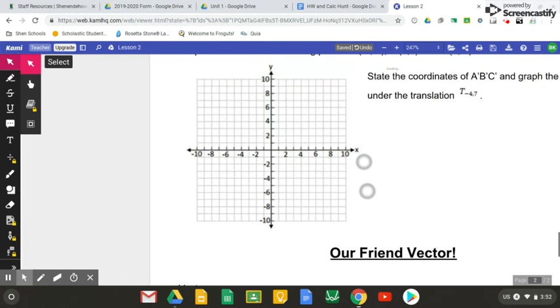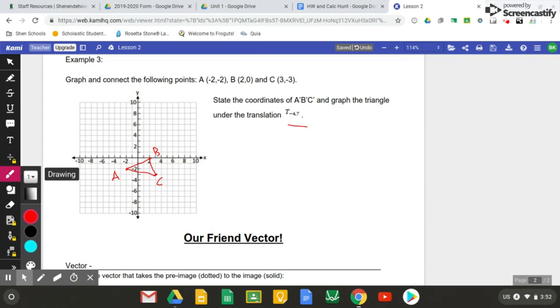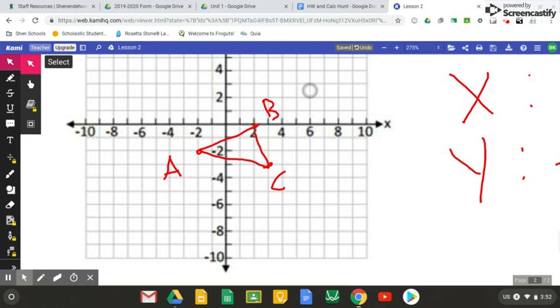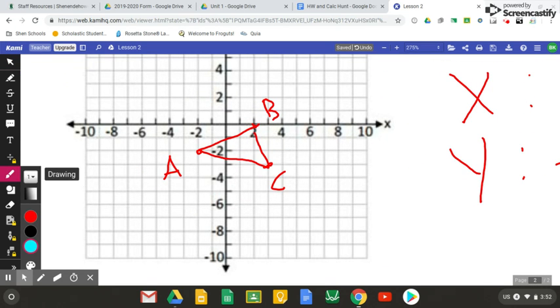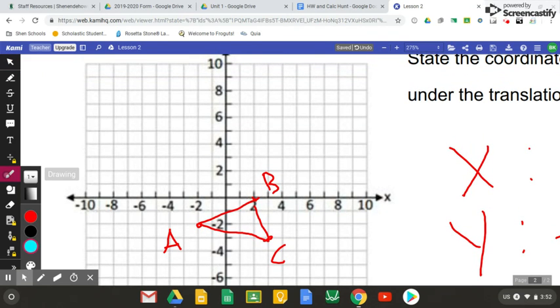All right, so now this time the translation is written a bit differently. It's written like that, -4, 7. So what does this mean? It means in my X direction, I'm going -4. In my Y's, I'm going +7. So if I go to point A, I'm going to go left 4. 1, 2, 3, 4. Oh gosh, I'm not going to have enough space. Left 4. 1, 2, 3, 4. And up 1, 2, 3, 4, 5, 6, 7.